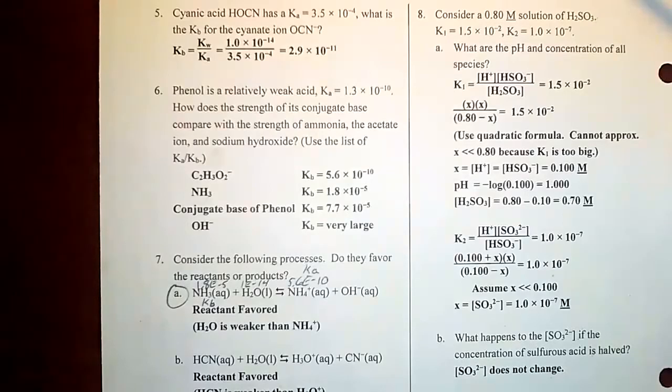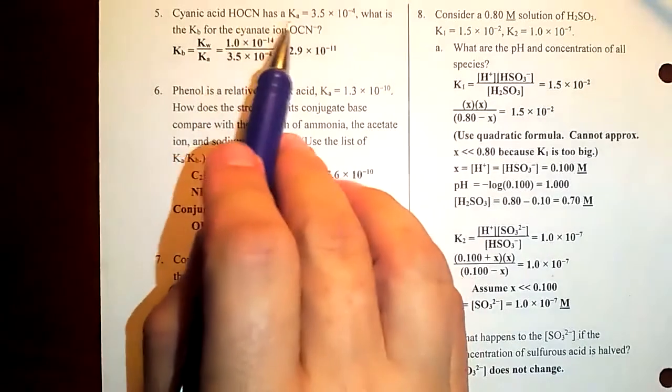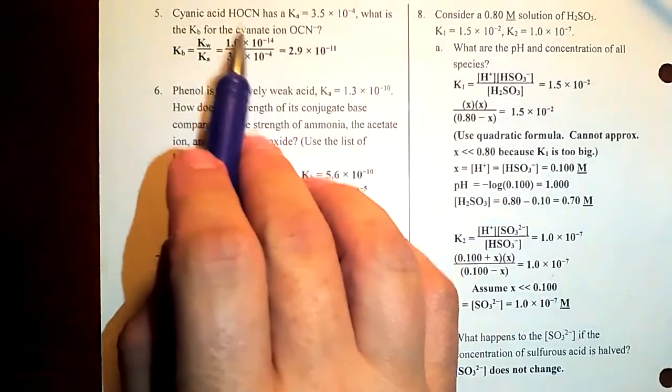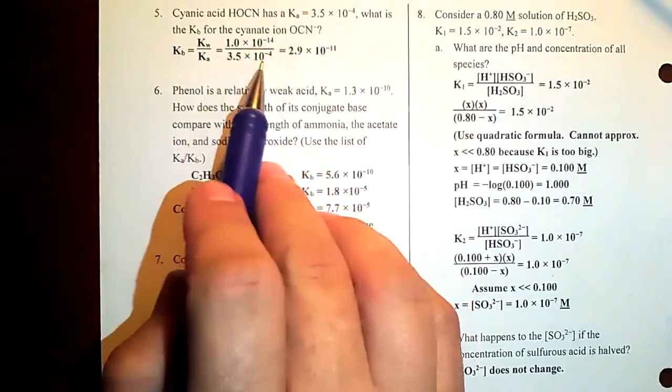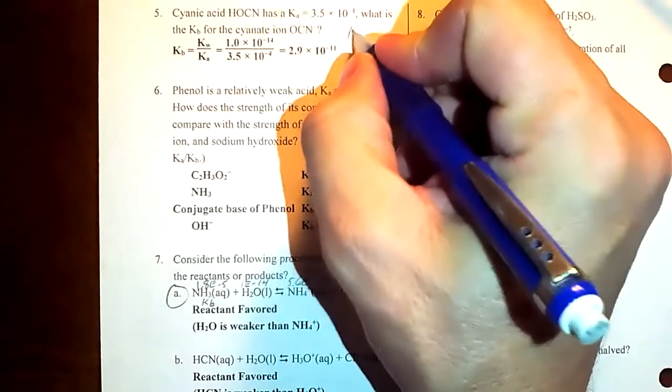Number 5 is kind of such a layup that I almost skipped it, except that they really think you know this. It's just boom, boom, boom on a multiple choice or something. If that's the Ka, then what's the Kb of the ion here? Well, it's 1e negative 14 over that, right?